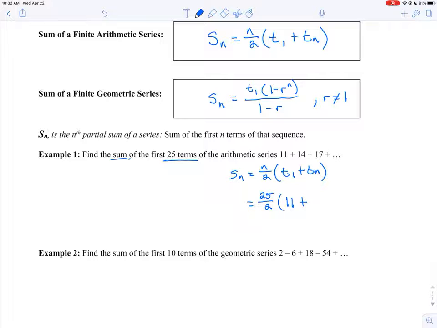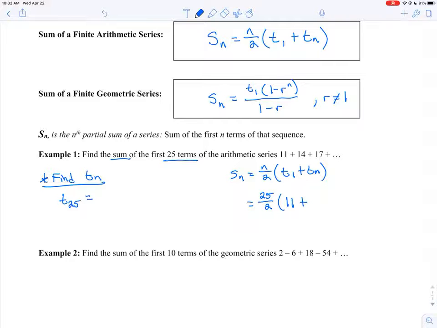So what we need to do with these, and this happens quite a bit, especially with our arithmetic, we need to figure out what that t sub n value is. How do we do that? We need to find t sub n by using the formulas that you learned last class with our sequences. So if we want to find the 25th term, t sub 25, this is the formula at the top of the page from yesterday.